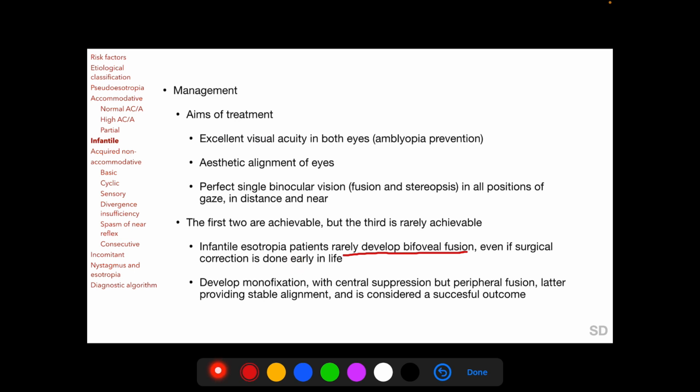Instead, following surgical correction, they develop monofixation, in which there is central suppression but peripheral fusion develops, and this peripheral fusion provides stable alignment between the eyes. And this development of monofixation following surgery instead of bifoveal fusion is actually considered to be a successful surgical outcome in patients with infantile esotropia, and this is very important to remember, that patients with infantile esotropia rarely achieve bifoveal fusion and usually develop monofixation following surgical correction of their esotropia.